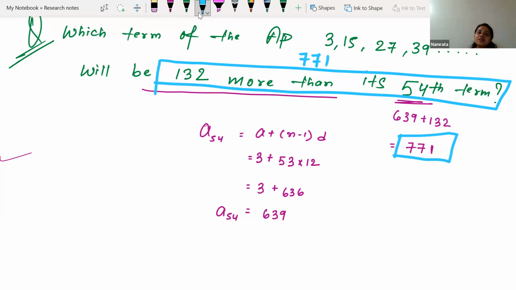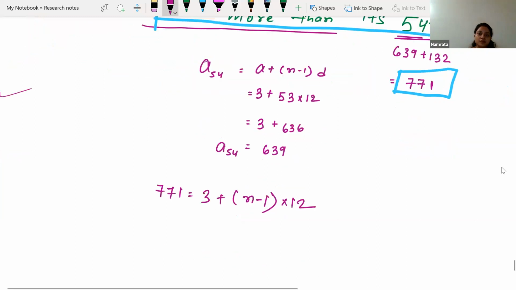Let's say the nth term is 771, right? Are you getting it? Yes, ma'am. So 771 is equal to a plus n minus 1 into d, and we don't know which term exactly that is. d is 12. Now we'll be solving it and we'll get the value of n. This is how you can break the concept, and this is how you can proceed. Let's continue.